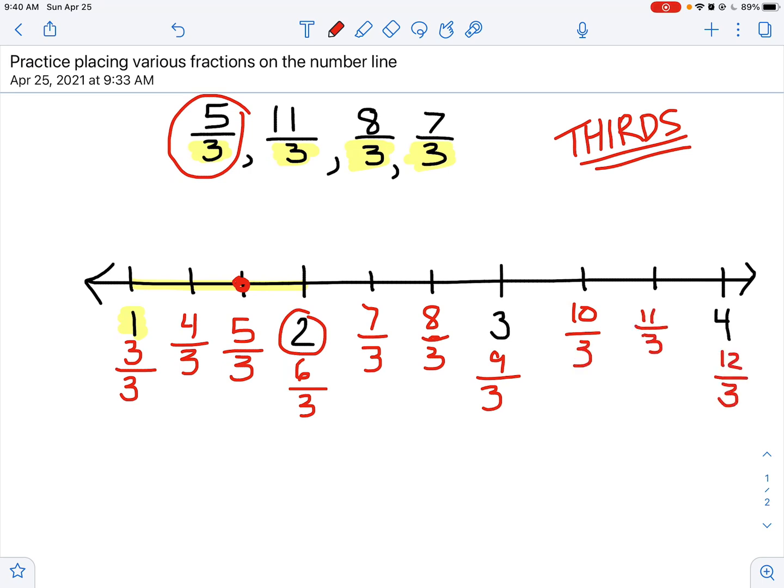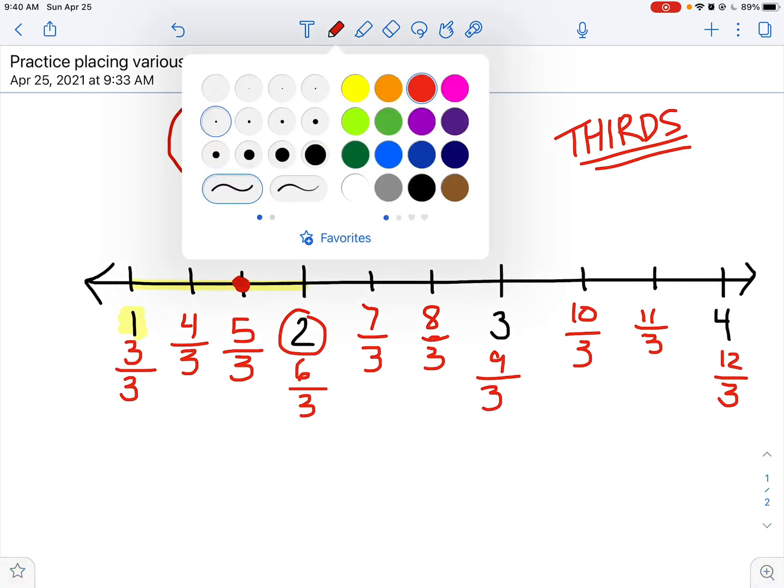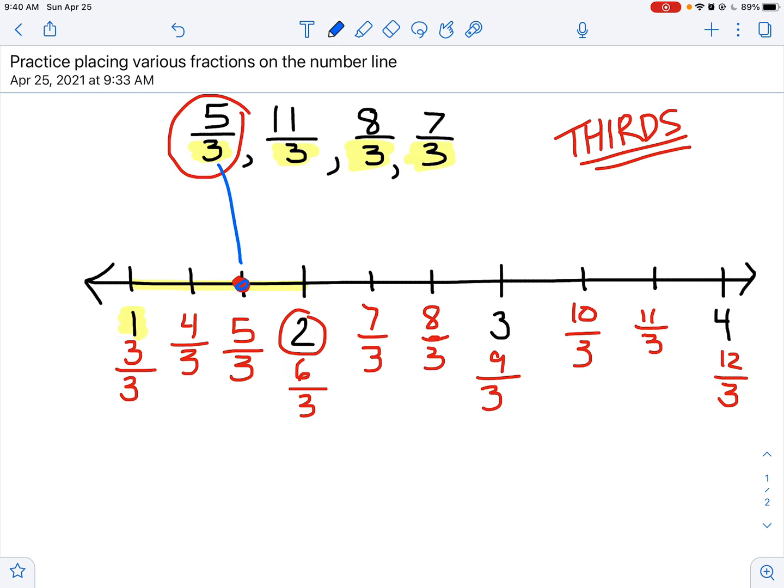Okay, and now I could start to find those points on the number line. Now I'm going to even do a little matching here. So I'm going to do this. Here's 5/3. Now I clearly know where 11/3 is. Here. 8/3 is here. 7/3 is here.